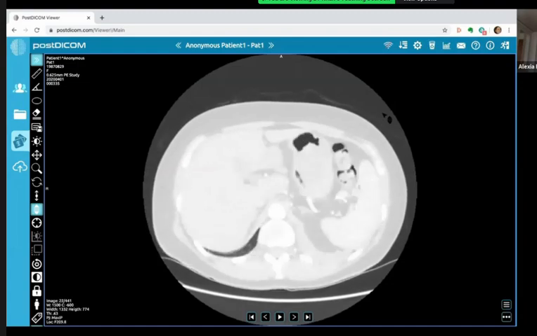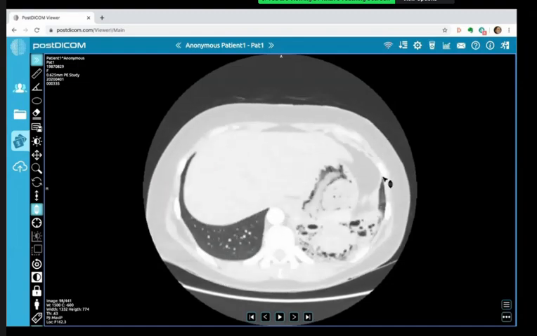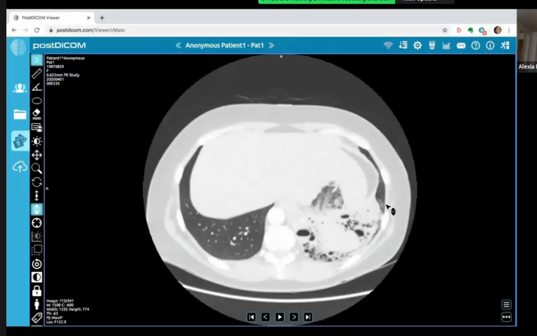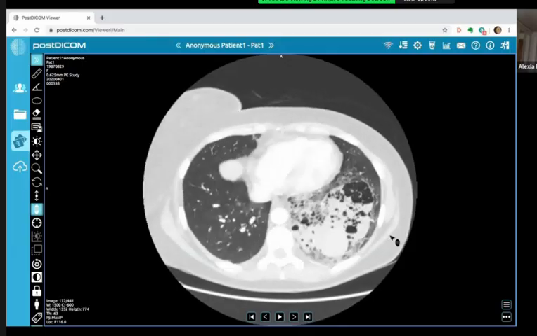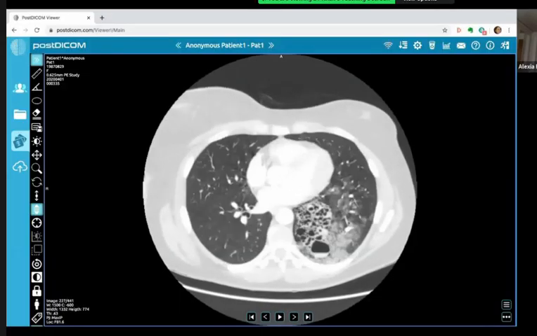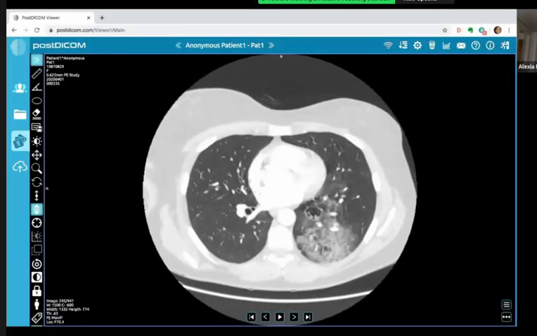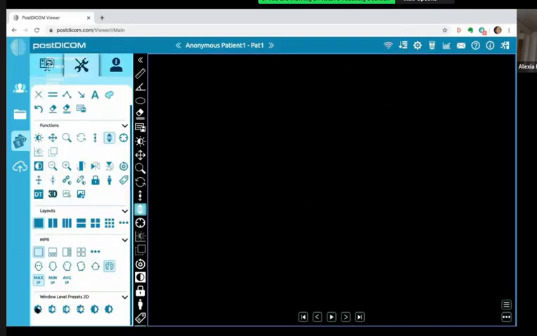The upper lobes were normal. Yeah. Okay. So I'll go back to the soft tissue window. Yeah. Okay. Okay. Let's go back.